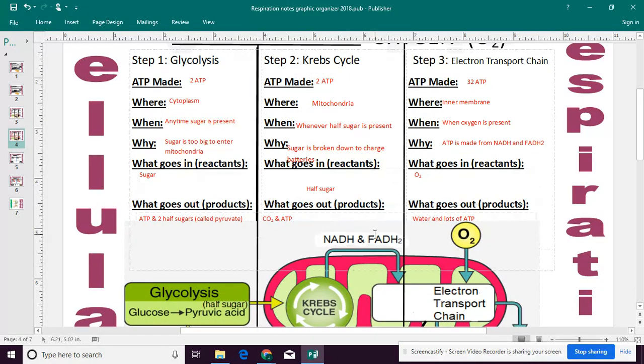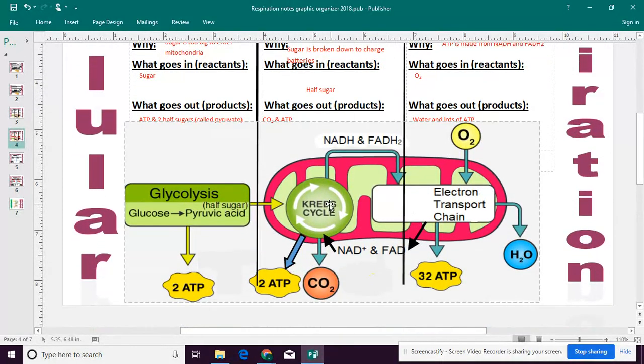So if you look at what goes in and what comes out in part 2, look at the reactants and the products. The Krebs cycle is occurring in this pink thing, the mitochondria, and we're starting with our half sugar. Our half sugar is going to get broken apart, and it's actually going to be 3 separate carbon dioxide molecules. That process gives off a little bit of ATP. So we make 2 ATP. Again, that's not enough to keep your cells alive.